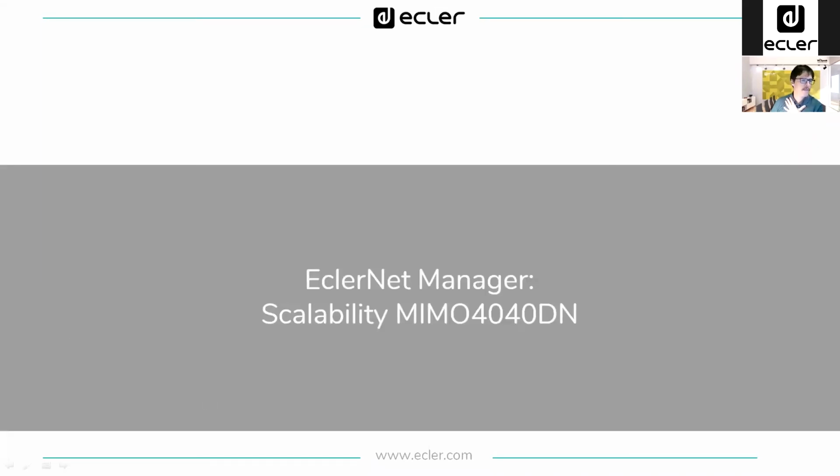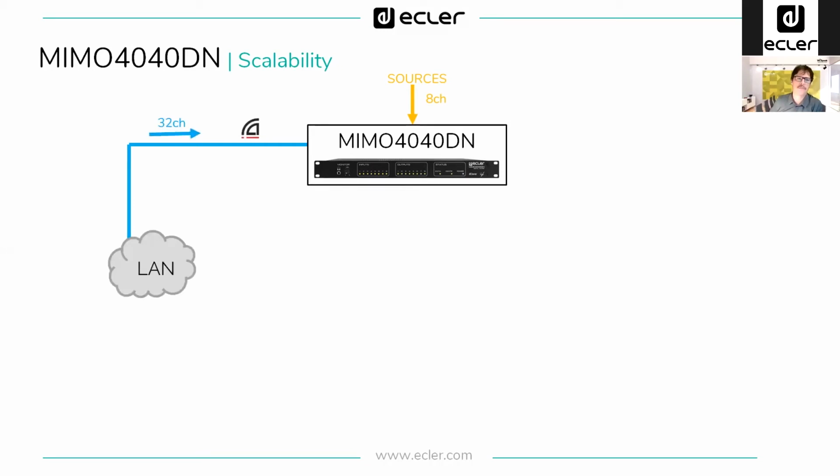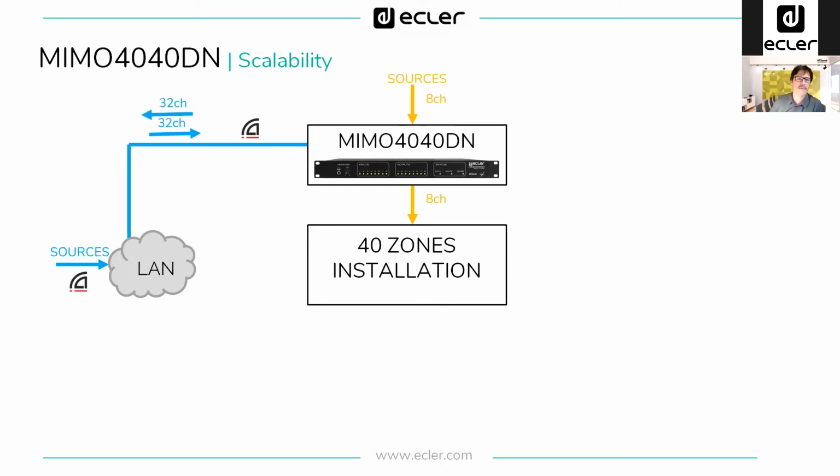Let's talk about scalability. Okay. We've got MIMO 40x40, which has 8 analog inputs and 32 digital inputs that come from 32 sources. Okay, so we can have a 14 zones installation. You've got these inputs onto the installation.